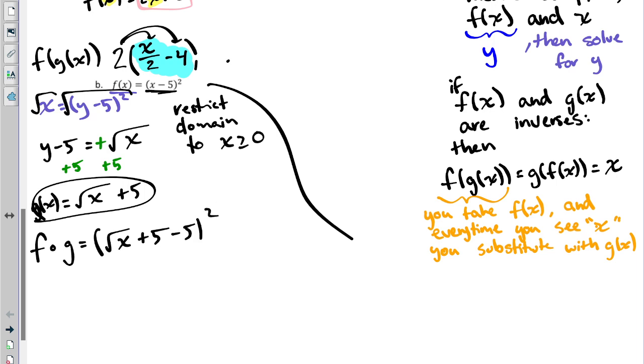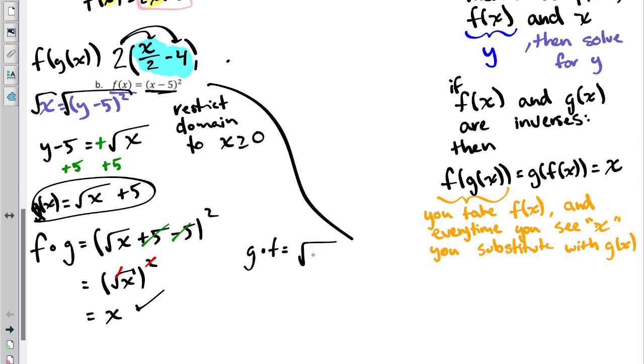And then when I go to simplify this, these two cancel out, and I'm left with just the square root of x squared, which, as we know, these two cancel, and I'm left with just x. So check, that works. We're halfway there. Now let's try g of f, g o f. That means I need to replace this x in g of x with this function.